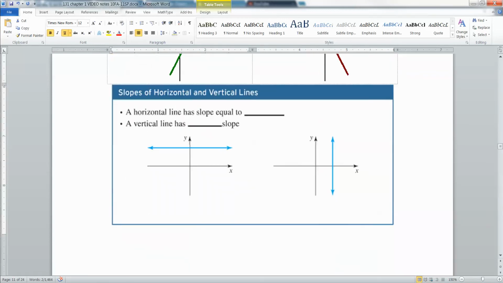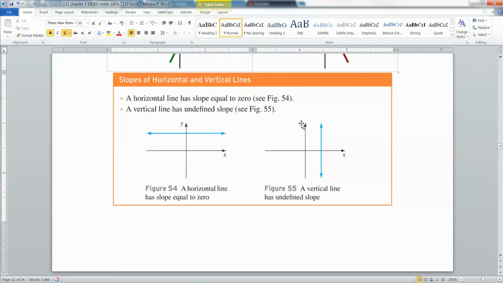Hold on one second. Let me go get the picture for that. Poof, there we go. All right, so, and I've even labeled the figures. Well, actually, the book didn't. I'm just sticking with it.